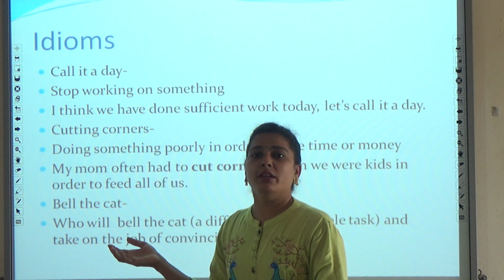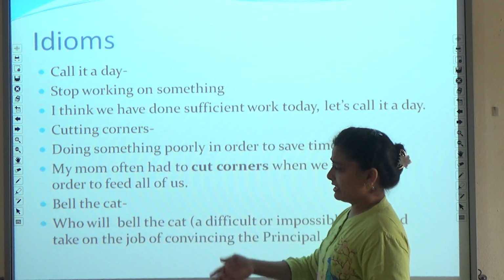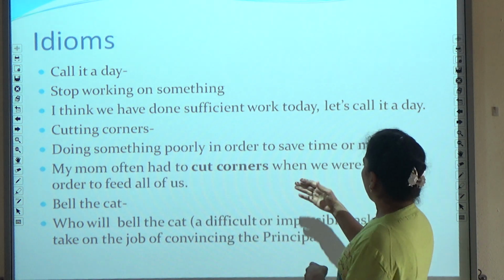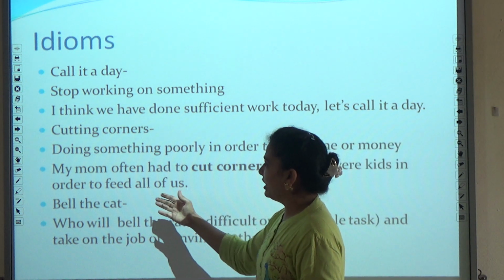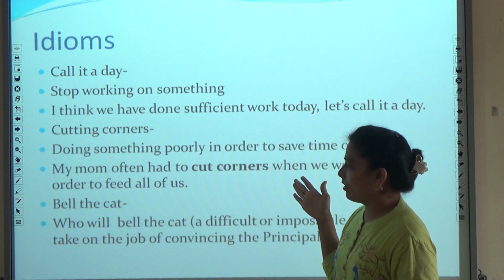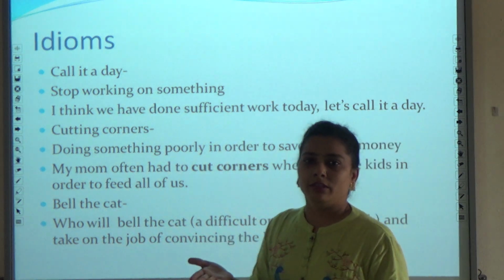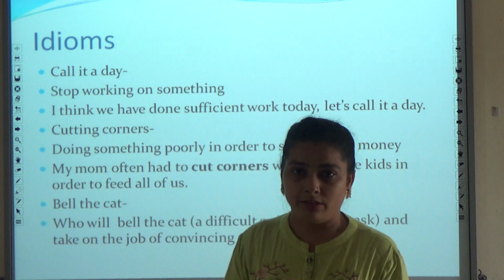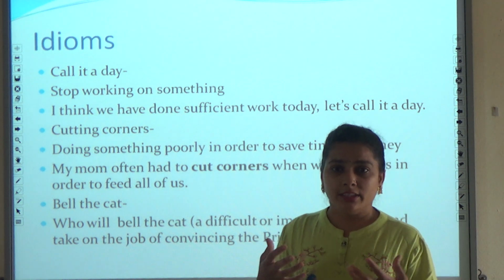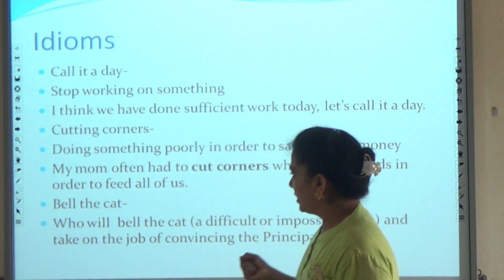Now another meaning for the same idiom, let us go through the example which I have written here. My mom often had to cut corners when we were kids in order to feed all of us. So what does it mean? My mom often had to cut corners means she often had to deal with adjustments in the context of money, in order to fulfill the needs of all her kids. What she used to do?